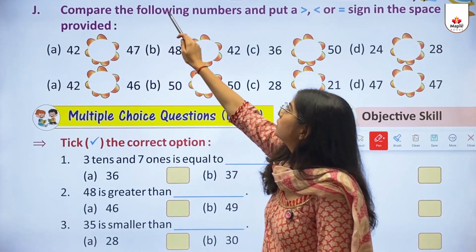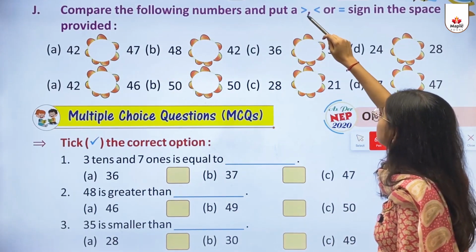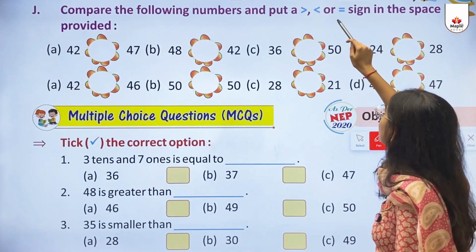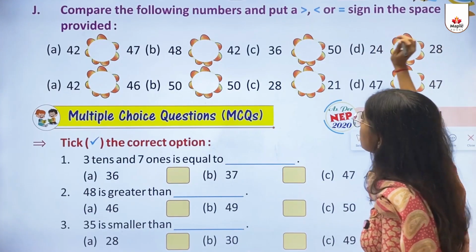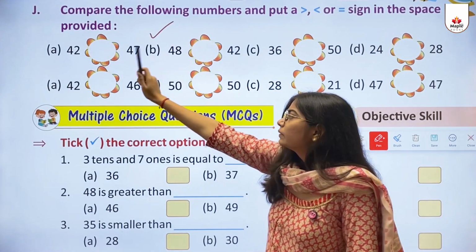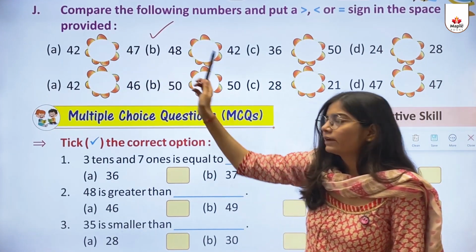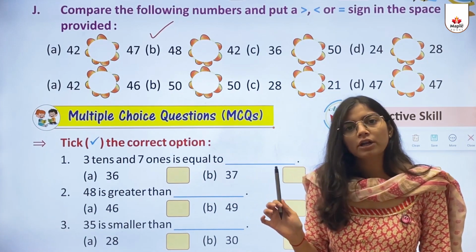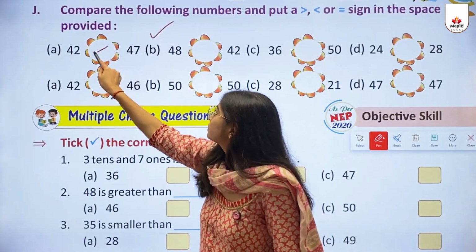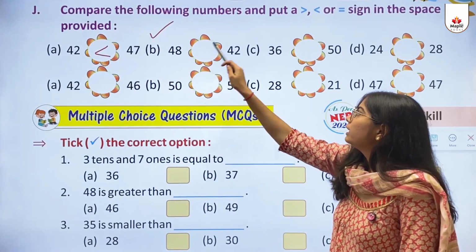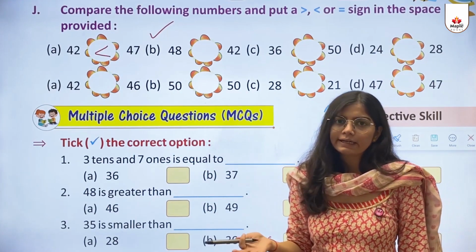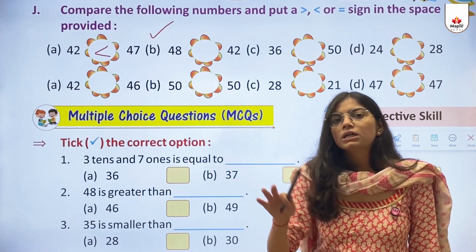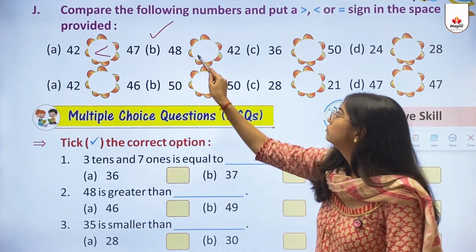Then J, compare the following numbers and put a greater than, smaller than or equal to sign in the space provided. Now A: 42 and 47. 42 is smaller than 47. So we'll put the smaller than sign. Then B: 48, 42. Now 48 is greater than 42. So we'll put the greater than sign.